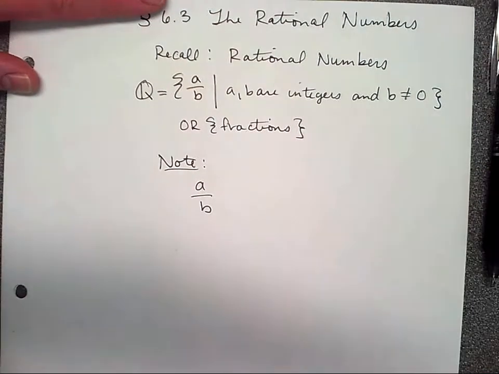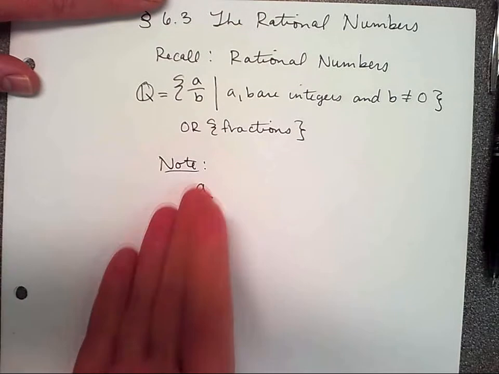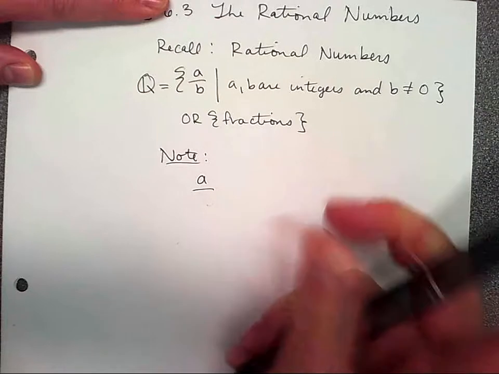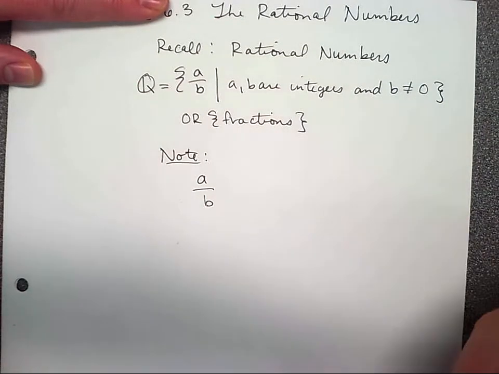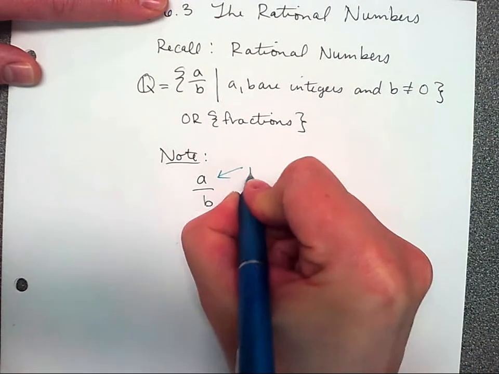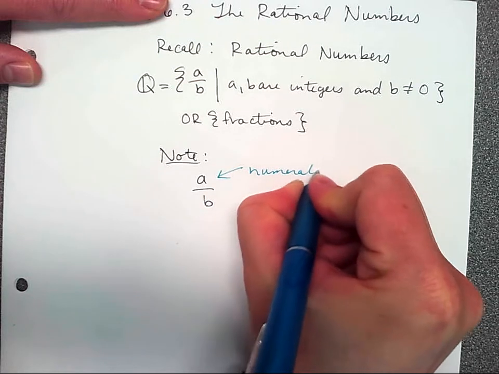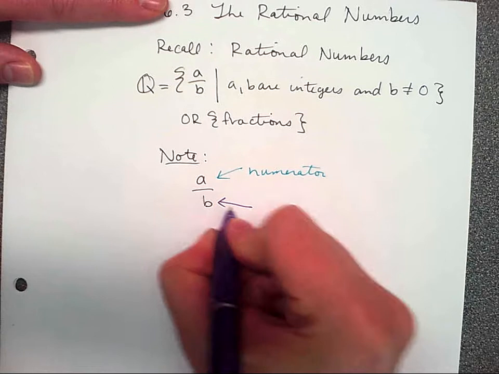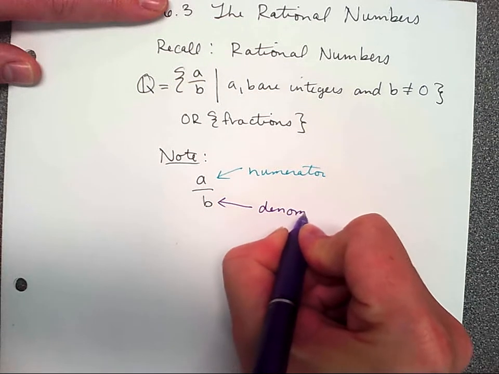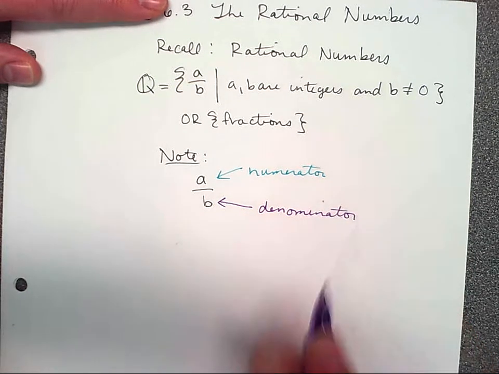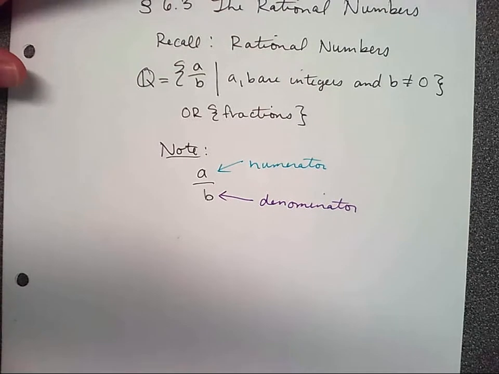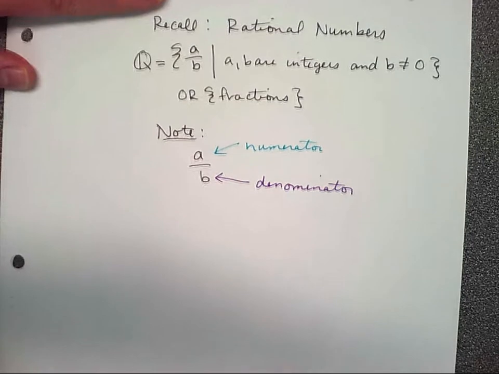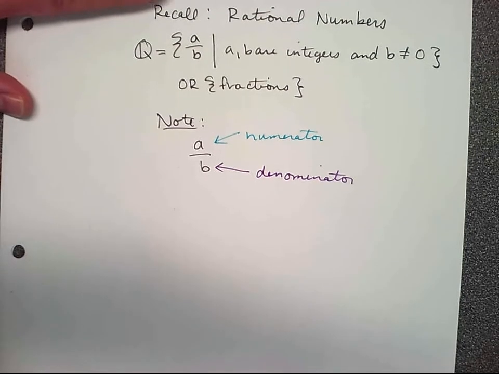So note, which one's the numerator? The top is the numerator, right? What's the bottom of the fraction called? Okay, just some vocab, so we can all be talking about the same thing here. The top of a fraction is the numerator. The bottom of the fraction is the denominator.